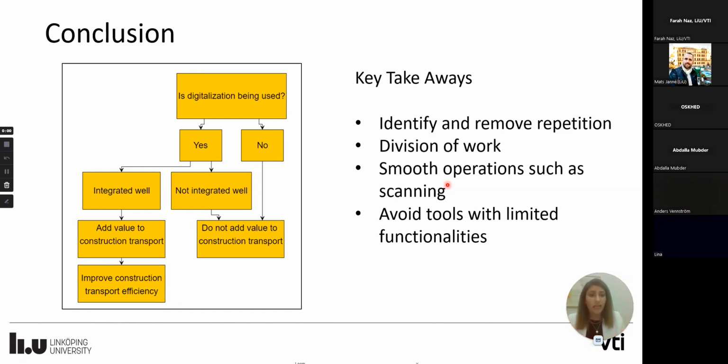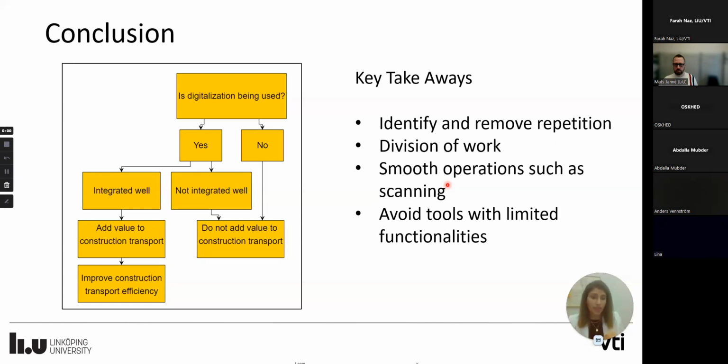And when I say integration of digitalization, it means that we should identify and remove repetitive steps, and the redundancies should be removed. Division of work should be there, and smooth operations. It can apply to all operations, but for example, scanning can be improved, because right now the driver hovers the scanner a lot over the label. If it is very smooth, so that the scanner captures the information from the label even from a little bit far, it will smoothen the operations.